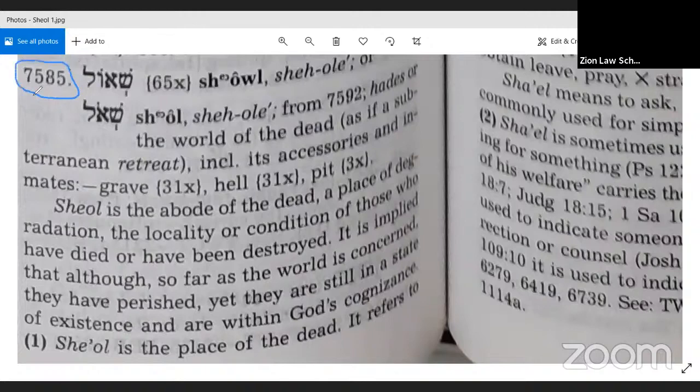So this is what we will consider today in this discussion. This is Strong's number 7585. We're going to look at this in the Strong's lexicon and also the Brown Driver Briggs. So you can see, let me go back to the pointer.